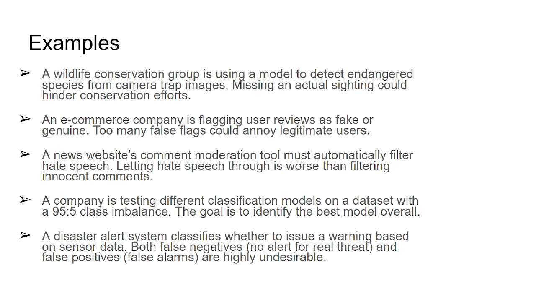I will give you a couple of examples and then we'll conclude. So, a wildlife conservation group is using a model to detect endangered species from camera trap images. Missing an actual sighting is something that could hinder conservation efforts. So, an actual sighting would be a true positive. We are prioritizing true positives in this situation.